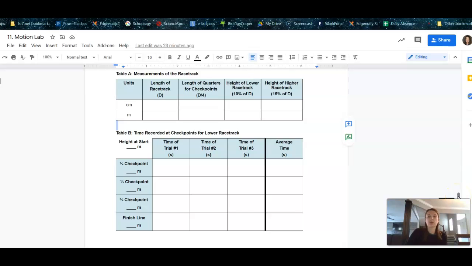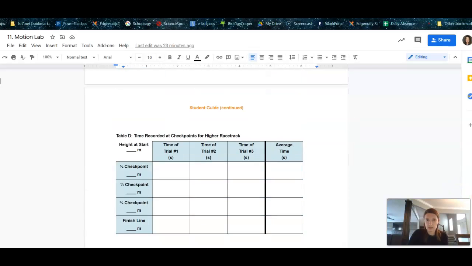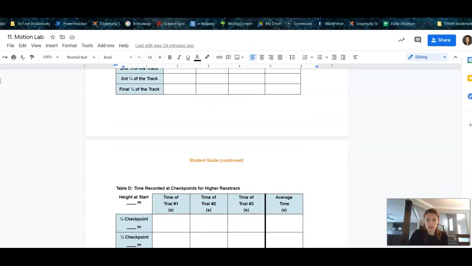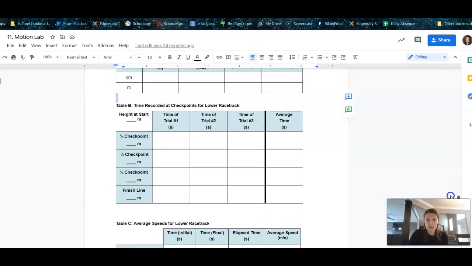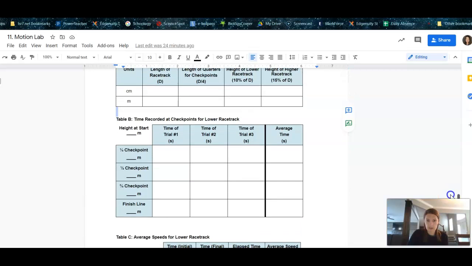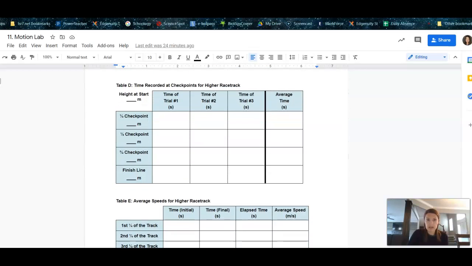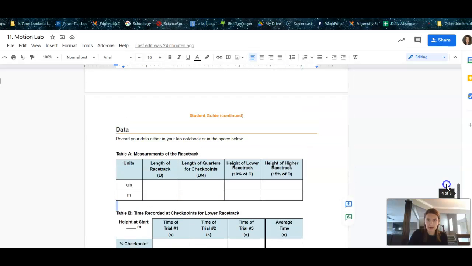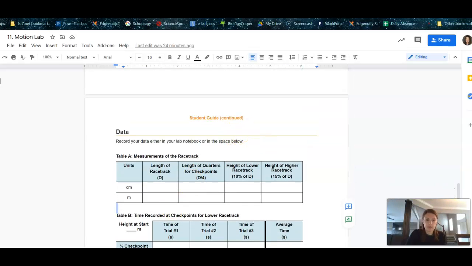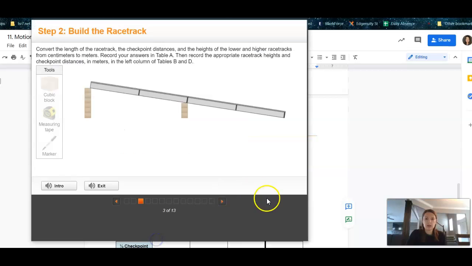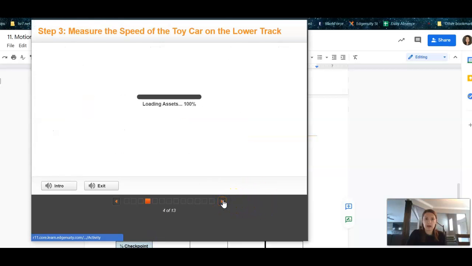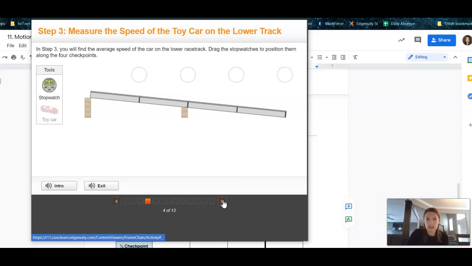You're going to do it 2 times, because you're going to have one time for the 10% incline and then another time for the 15% incline. So there's the 10% incline, table B, and then the 15% incline is table D. That's what you're going to do, and then you're going to calculate the speeds based on that information there. I just wanted to go over a couple of those things with you so you have a better idea of how to complete the lab.